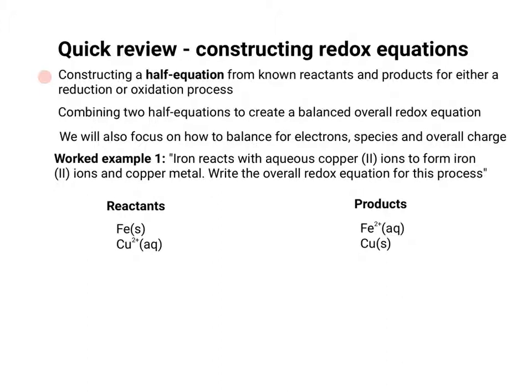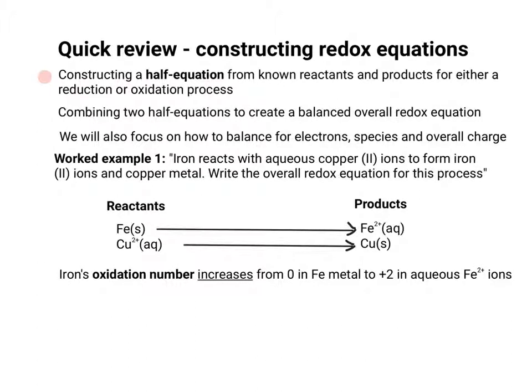So once we've established what the reactants and products are, we can decide what our half equations might start to look like. And obviously we need to try and think about what reactant turns into what product. So let's start with the iron. So iron's oxidation number increases from 0 in Fe metal to +2 in aqueous Fe2+ ions. So this means the iron has been oxidized in this process and therefore loses electrons.